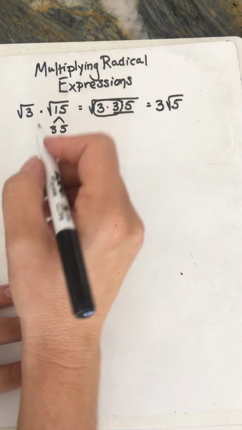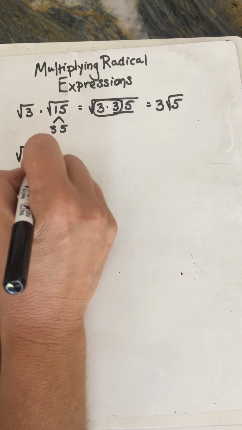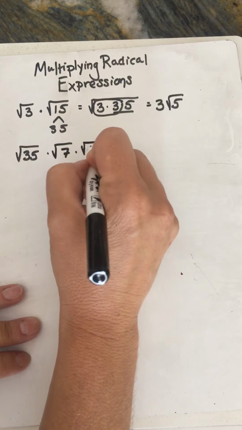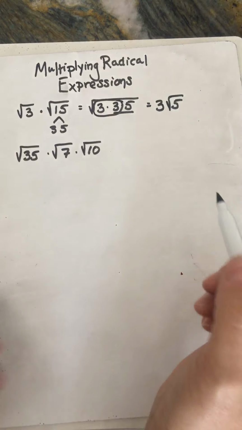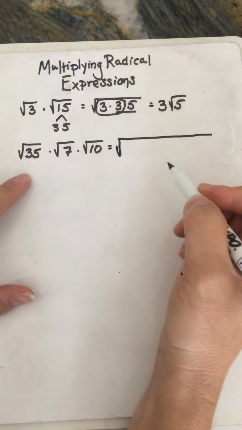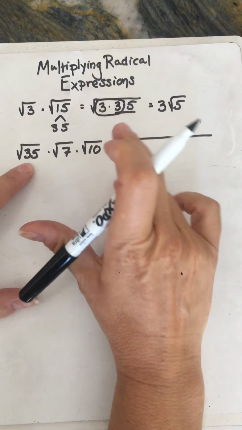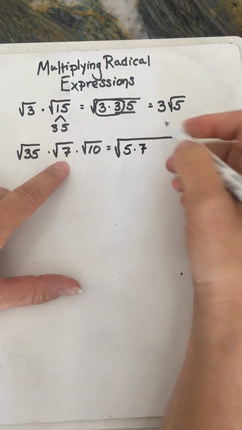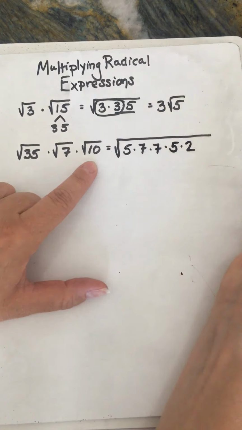Okay, so let's step it up. Let's do something a little more challenging. How about the square root of 35 times the square root of 7 times the square root of 10? So rather than multiplying this and getting a huge number, let's break these numbers down into their prime factors. So this would be 5 times 7, times 7, times 5 times 2.